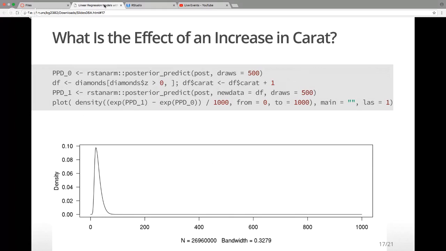We can divide by 1,000 if we want to put this in terms of thousands of dollars rather than cents, whatever. We can make a histogram. We can plot the density. We can do summaries of this to get the expectation and the mean, median and the interquartile range and anything we want of EXP of the predictions in one scenario, EXP of the predictions in the other. That tells us the distribution of beliefs if we were to change the carats by 1.